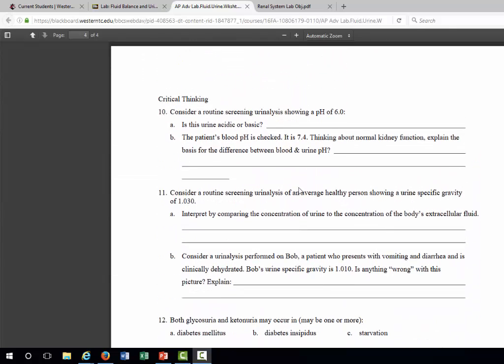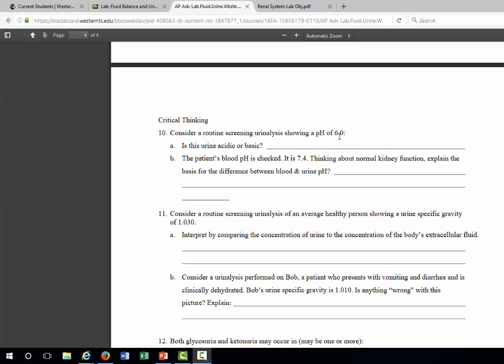So if we look at urine with a pH of 6, is that urine acidic or basic? Acidic because it's less than 7, right? So the patient's blood is 7.4, and that's normal, right? So what would cause their urine to be so acidic then? What are the kidneys getting rid of to keep that blood pH where it needs to be? Yeah. So the kidneys are excreting excess hydrogen ion to keep the blood pH normal, but it's causing the urine to be slightly acidic, more acidic than it would normally be.